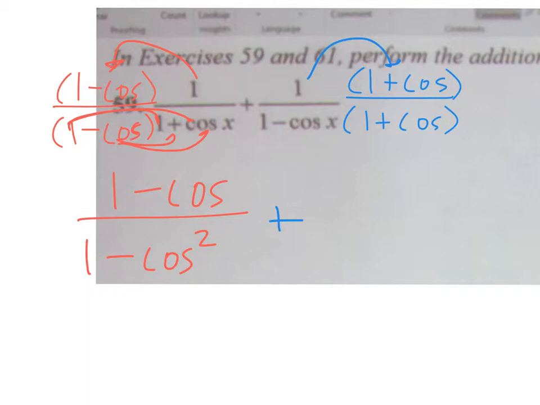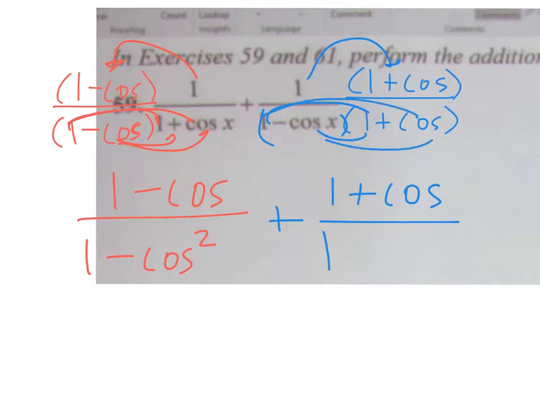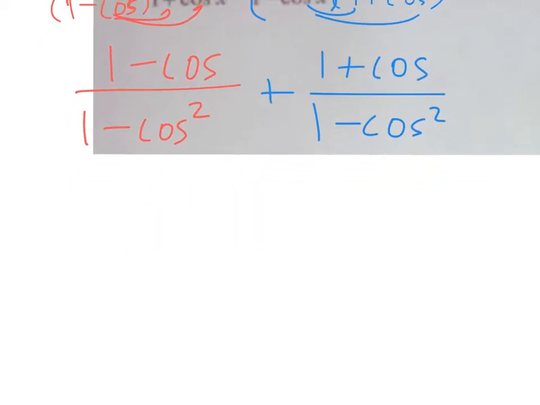Over here, I'm just multiplying by 1 again, so 1 plus cos on top. And I will once again distribute into all these things, and look what I get, 1 minus cosine squared. Which is exactly what you're supposed to get when you multiply by the least common denominator, a common denominator. Because these have the same denominator, I can add the numerators. So let's go ahead and add these things together.